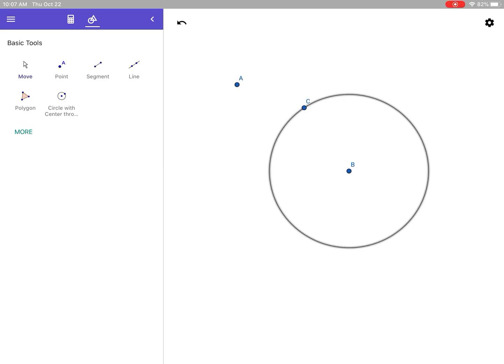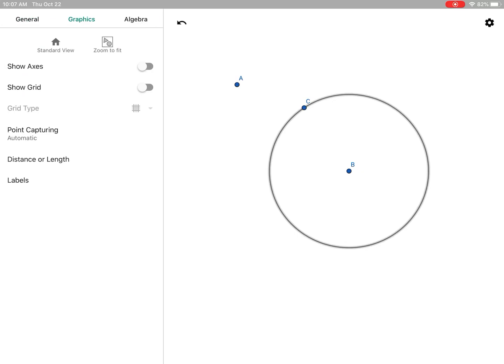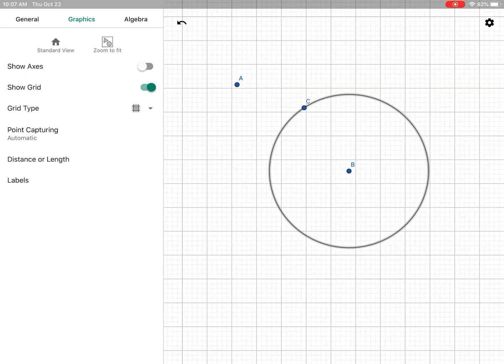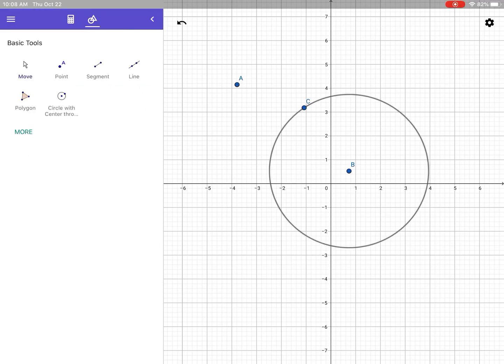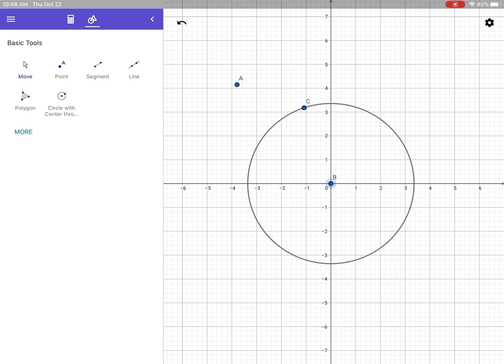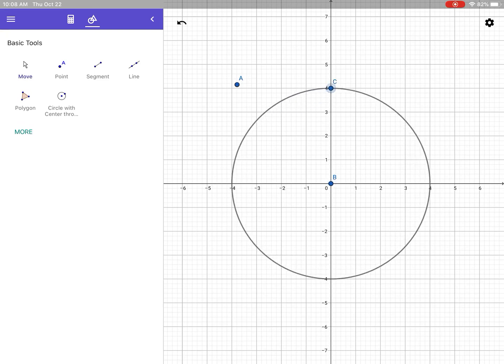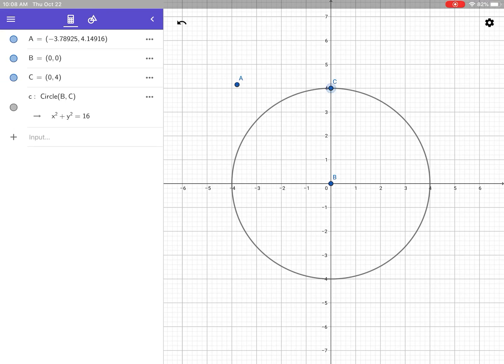But notice, I'm now going to show you the equation by turning on my grid and turning on my axis. So this gives us a reference point now to talk about the algebra hiding behind that. To look at that equation, I'm going to do a couple things. First of all, I'm going to move the circle onto the center. It's going to make it a little bit simpler. I'm going to move point C up to 4.